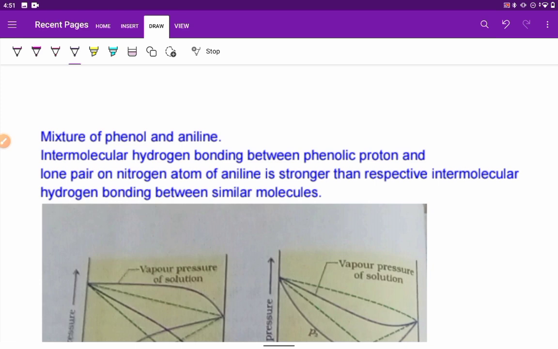Now, intermolecular hydrogen bonding takes place between the phenolic proton and the lone pair on nitrogen of aniline. In aniline there is a nitrogen atom. In that nitrogen atom there is a lone pair, and there is intermolecular hydrogen bonding between the phenolic proton and the lone pair on nitrogen, and this is stronger than the intermolecular hydrogen bonding between phenol or between aniline molecules. Means the hydrogen bonding between phenol and aniline is stronger than the hydrogen bonding between phenol-phenol or aniline-aniline molecules.